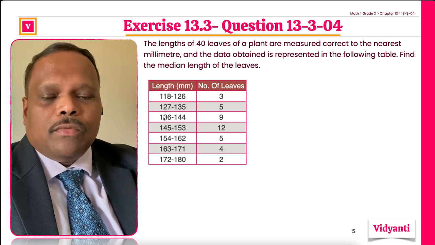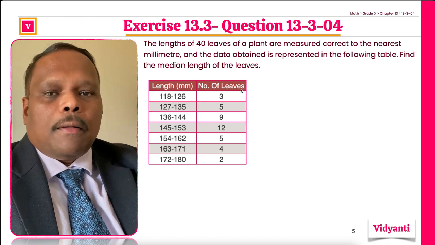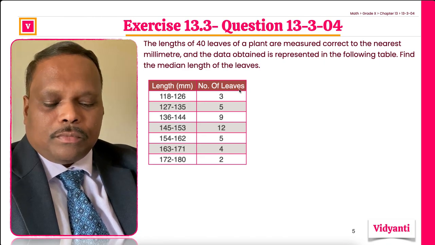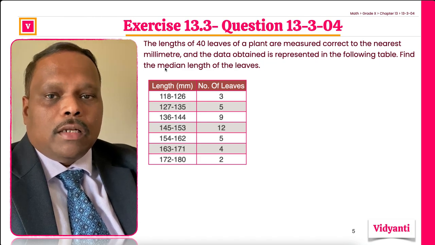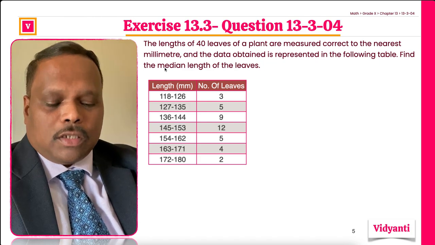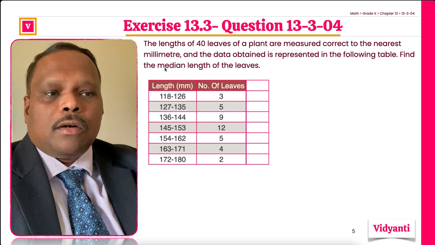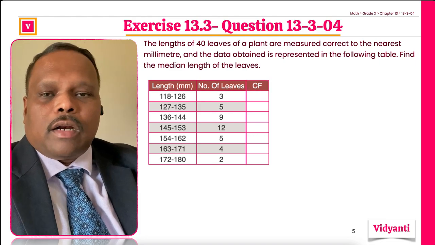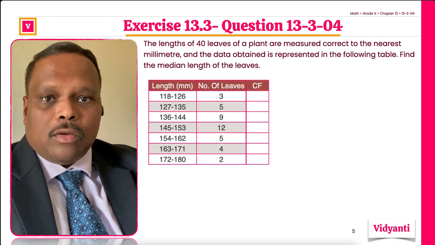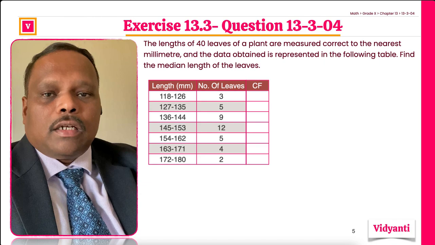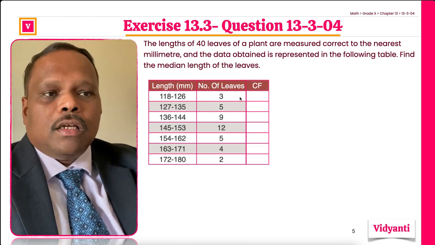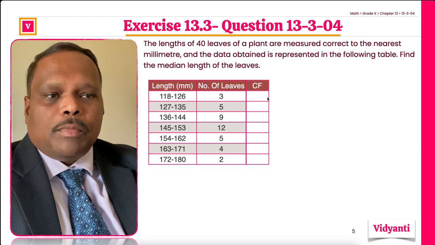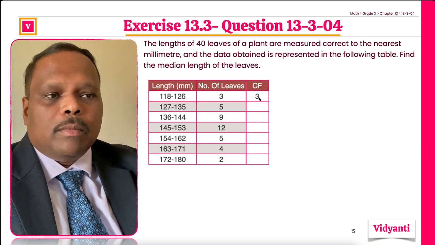But before that, we will do cumulative frequency. We are supposed to find out the median length. Median is nothing but the middle value. So first step we will do is create another column and write CF, which stands for cumulative frequency. The data will keep on accumulating, hence the name cumulative frequency. The first number you have to simply copy, no processing. 3 will be referred to as 3 only.